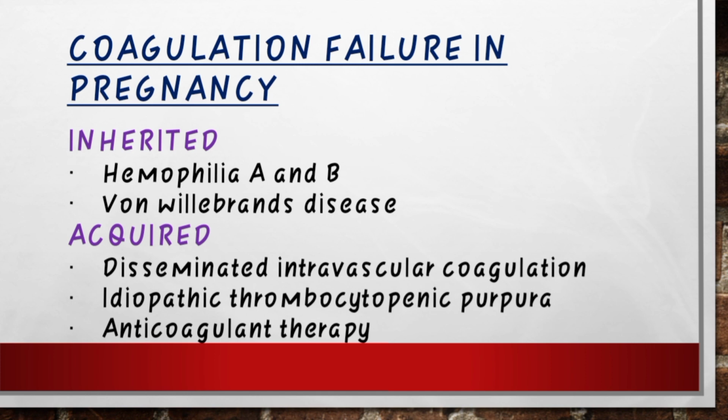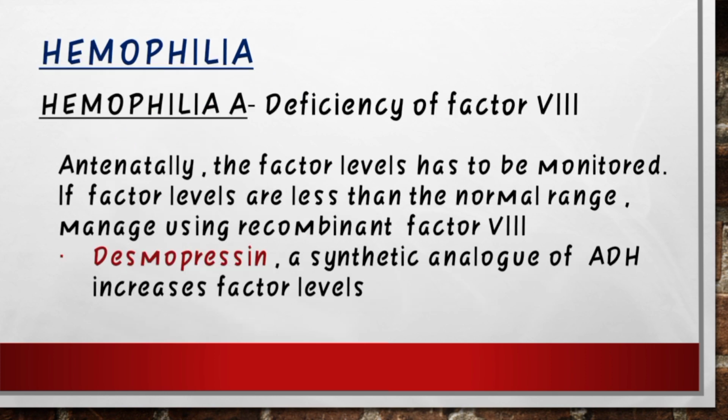This can be asked as a short note question about coagulation failure in pregnancy. First of all, you have to write the introduction, then classify it, and then we can see in detail regarding each of them. First one is inherited, which includes hemophilia. Hemophilia has two types, hemophilia A and hemophilia B.